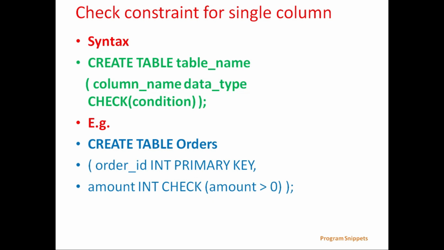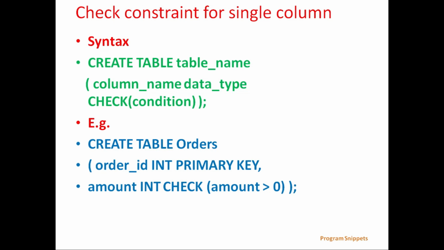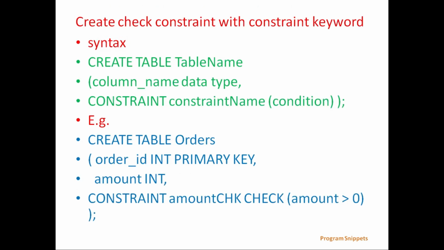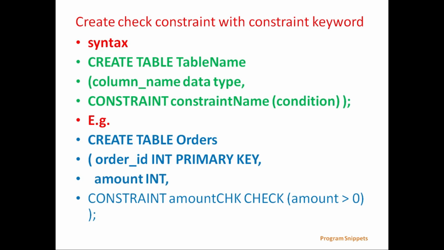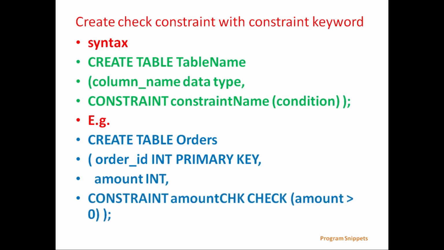For example, create table orders. Here order ID is defined as an integer as a primary key and amount is declared as an integer, and check constraint is applied to the amount as amount should be greater than 0. We can create a check constraint with constraint keyword. General syntax for this is create table name, then column name, data type and constraint name with condition. For example, create table orders, then order ID as a primary key, amount as an integer and constraint is added as amount check amount should be greater than 0. Here amount check is the constraint name.